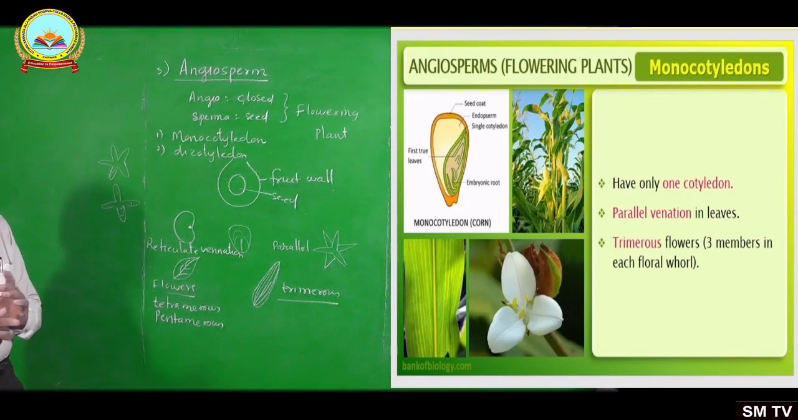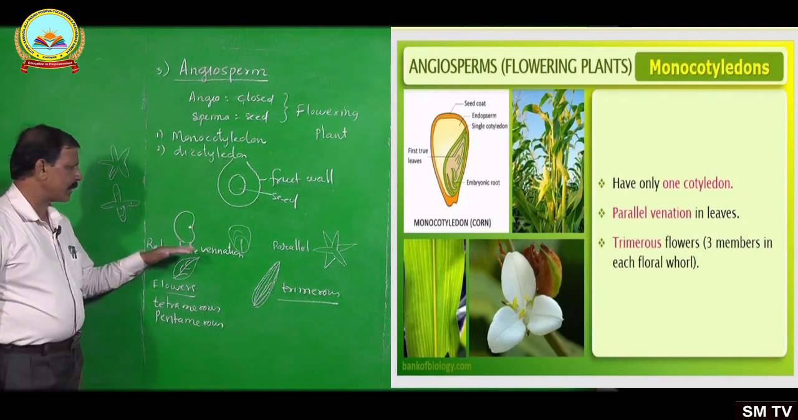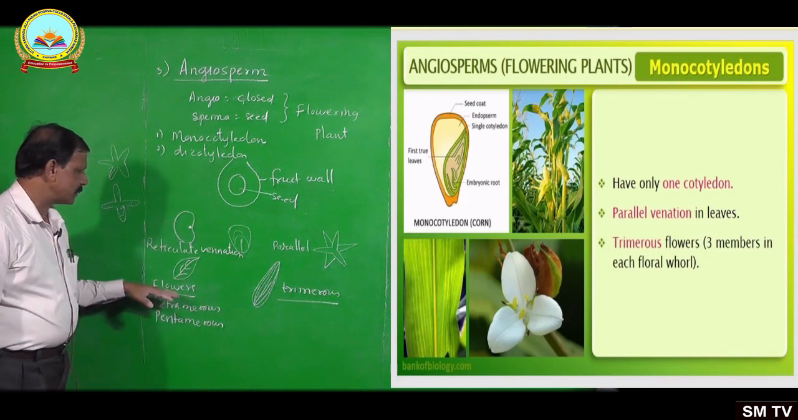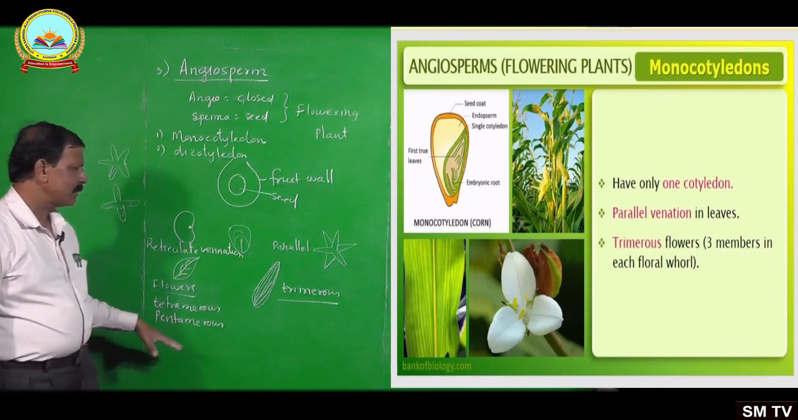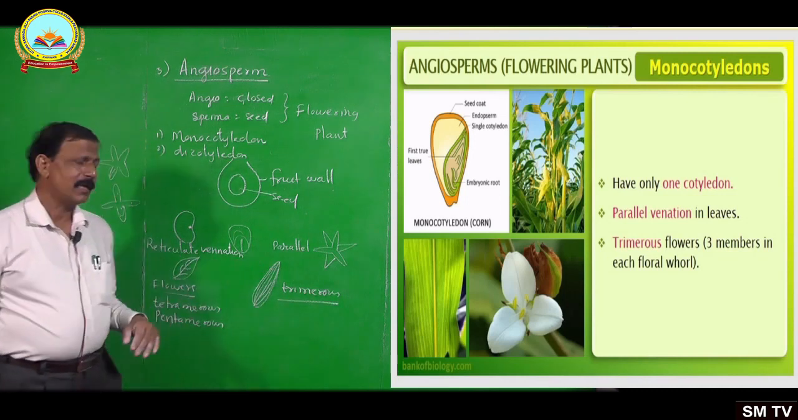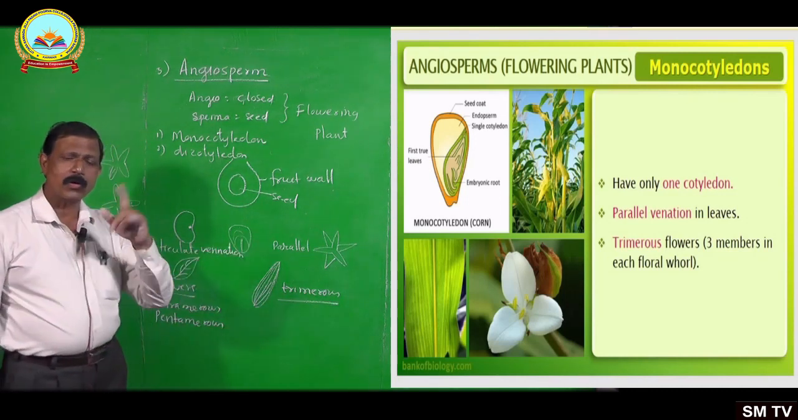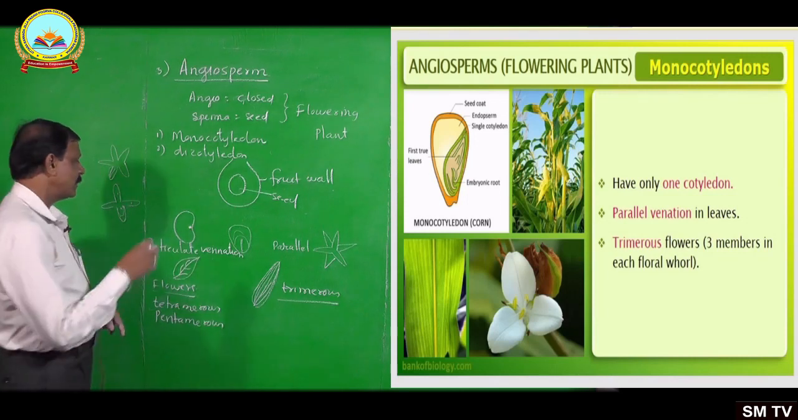See clearly the diagram shown, the dicotyledons and the monocotyledons. Dicot has reticulate venation, monocot has parallel venation, and the flower is tetramerous or pentamerous in dicots, and here it is trimerous. The dicot has two cotyledons and the monocot has one cotyledon, and one more difference is there: the root.